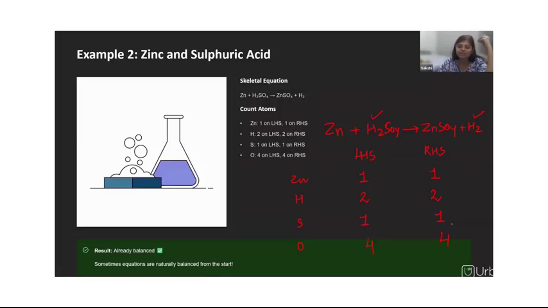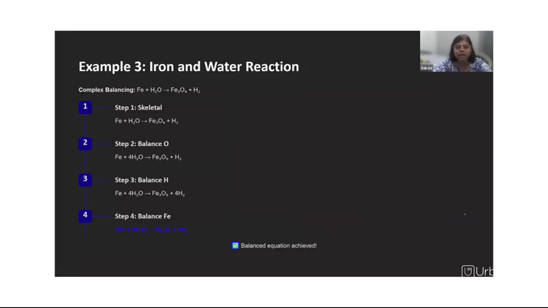So some equations, they are naturally balanced from the start, right? So no need to worry that, this is being given in the exam and what to do. So you can write that some equations are naturally balanced from the start. Okay, now let us work on this equation. So we have Fe, that is iron, plus water, giving us an oxide of iron, Fe3O4, plus hydrogen. Let us see if this equation is balanced or not.